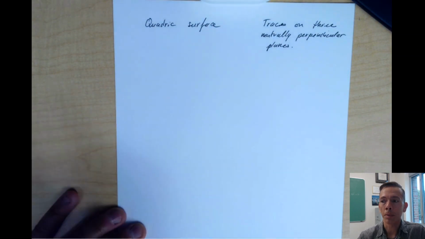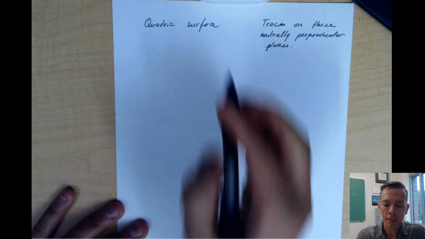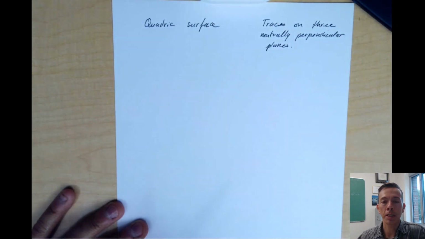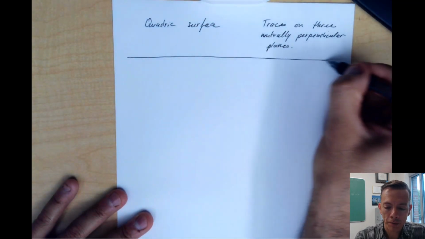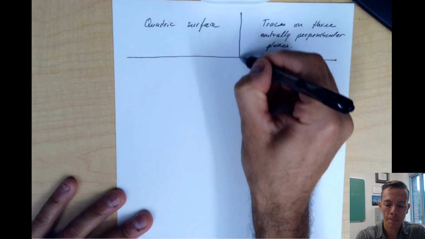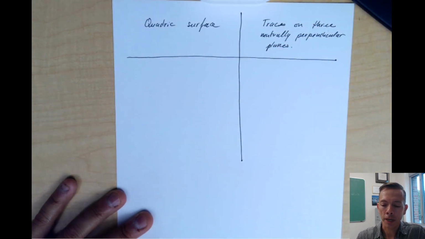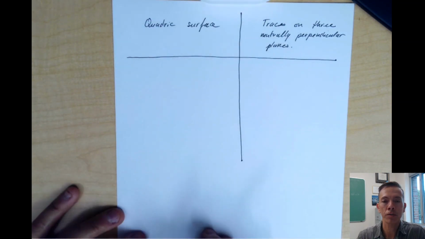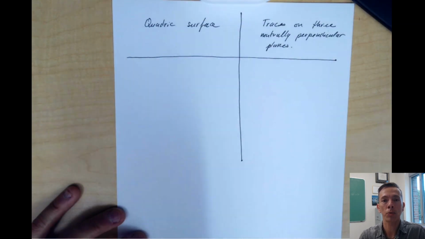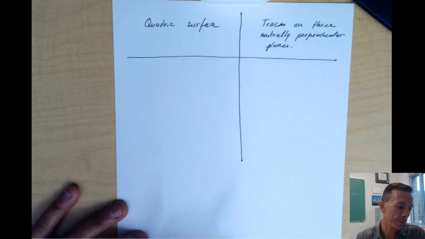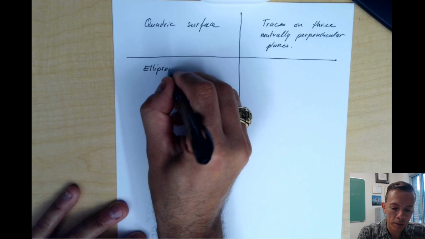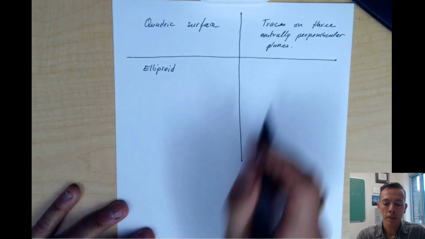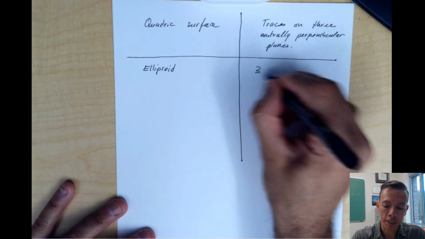Okay, so to do that, we're going to build a table that allows us to identify quadric surfaces based on the traces. This table has two columns. On the left, I have the quadric surface, and on the right, the traces on three mutually perpendicular planes. So we're going to take a surface and slice it three ways with three planes that are mutually perpendicular to each other. If you have an ellipsoid and you slice it this way, the three traces are going to be three ellipses.